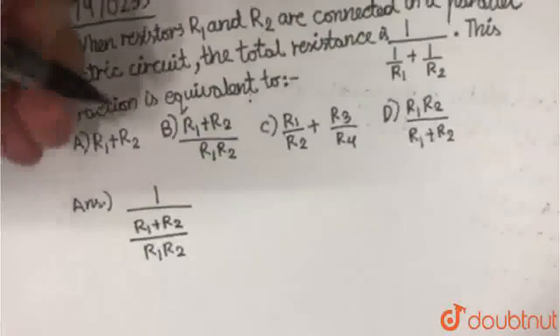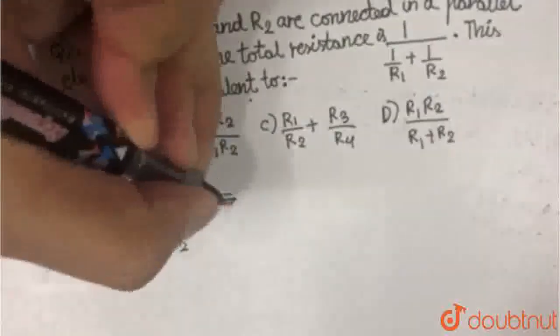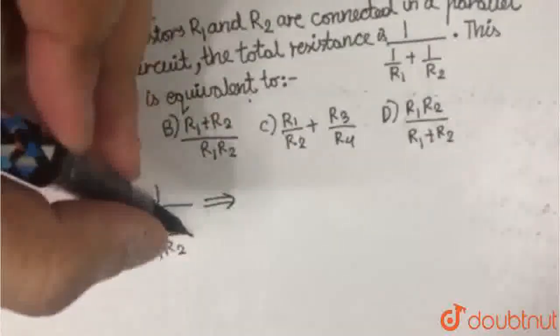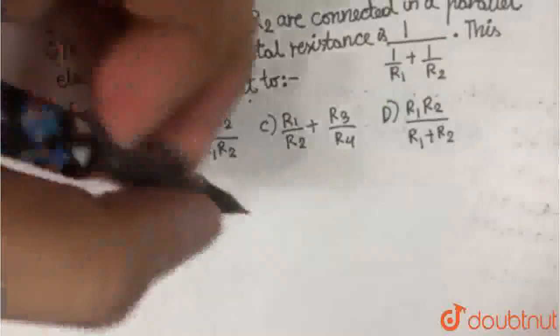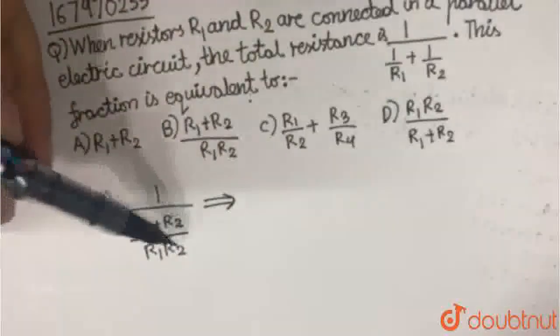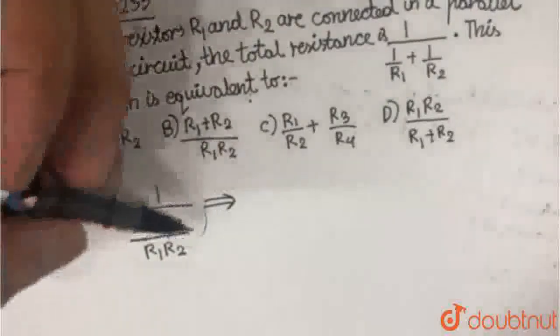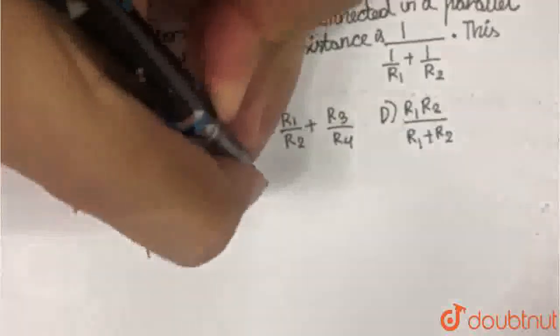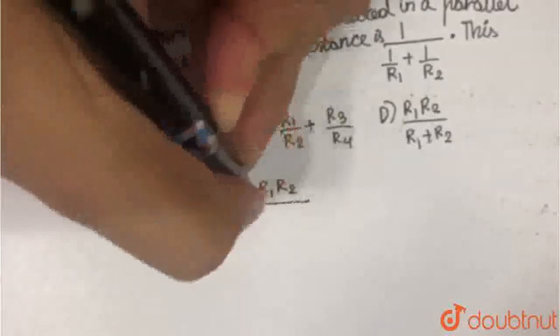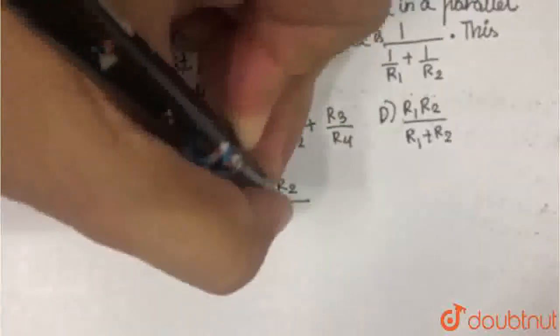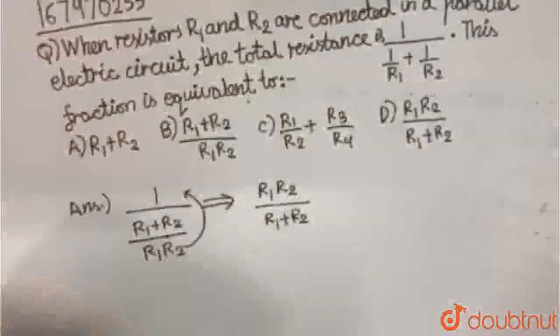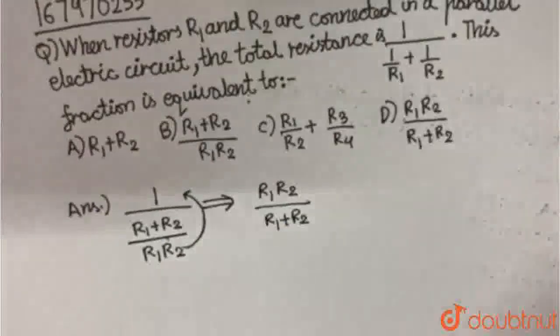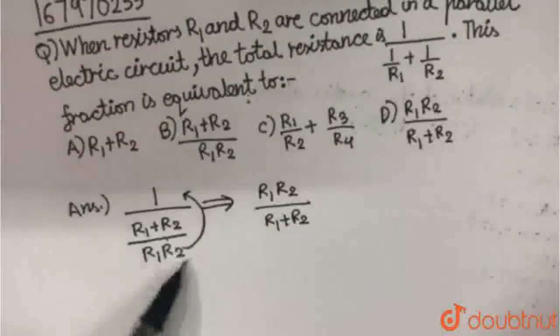So now what happens whenever we have such type of a symbol or such type of a statement, the denominator which is there comes on the top to become a numerator. So it becomes R1 R2 upon R1 plus R2. You see, it becomes R1 R2 upon R1 plus R2 because this denominator has gone up to the numerator.